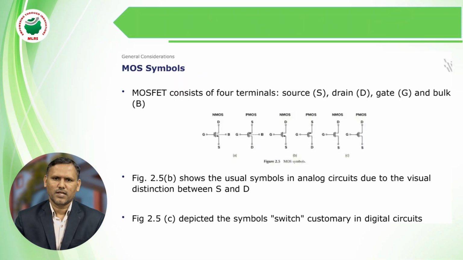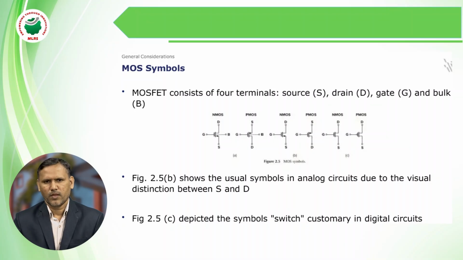First one is general considerations of MOS device physics. There are three main general considerations. First, consider MOS symbols. In these MOS symbols, with respect to the NMOS or PMOS, we can denote it as three different configurations. One is with respect to the body.